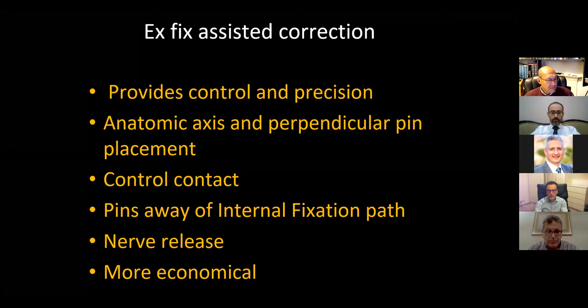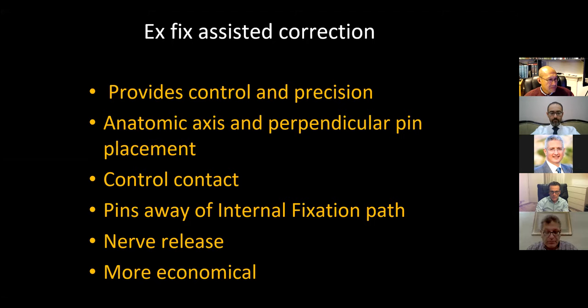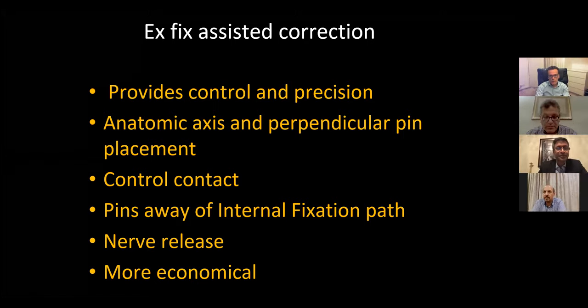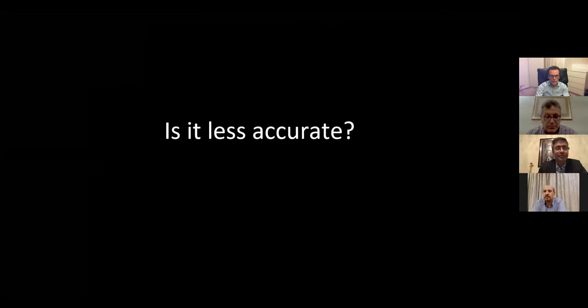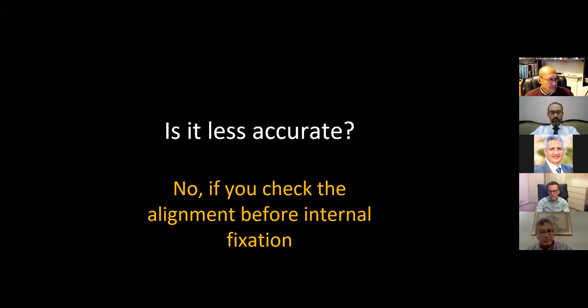We use the anatomical axis and the concept of perpendicular pin placement to an anatomical axis as the main step to help us achieve the correction. And through the appropriate type of external fixator, we can control contact and fine tune the reduction, making sure that pins are away from internal fixation paths, performing the nerve release when indicated. And there are significant economical advantages because the fixator is reused every time. You only have to factor in the cost of the half pins that are used intraoperatively. Is this less accurate? It is not, if you check your alignment before internal fixation.